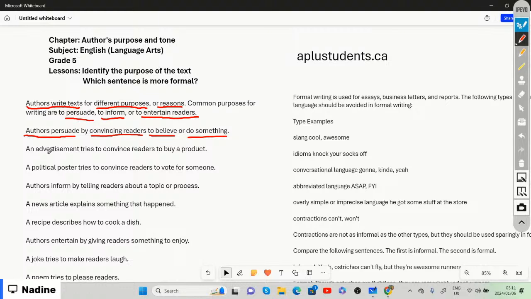And an advertisement tries to convince readers to buy a product. Because remember, with advertisements, right? Specifically like stores, if you go to, let's say, the different shops or stores that are in your country, but let's think of a universal store, like maybe McDonald's or KFC, for example, right? The person who is in charge of advertisement, right?